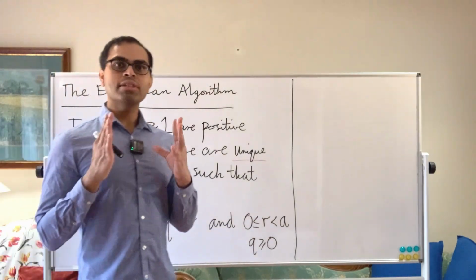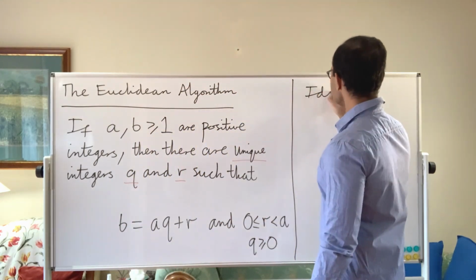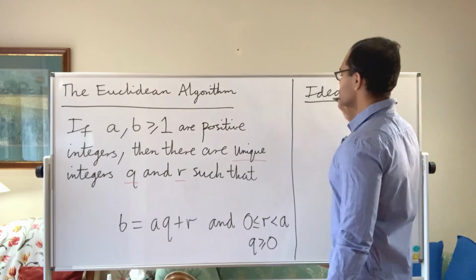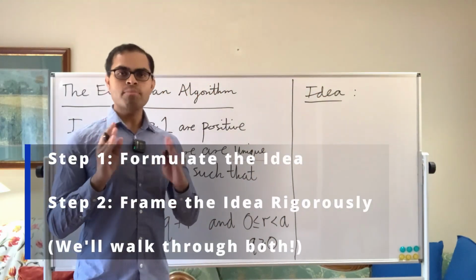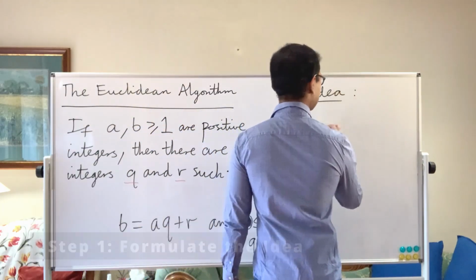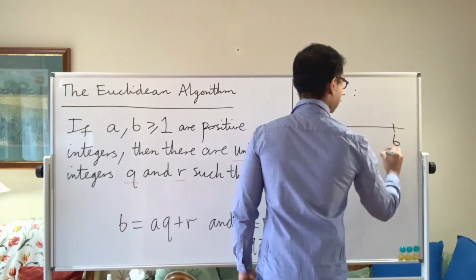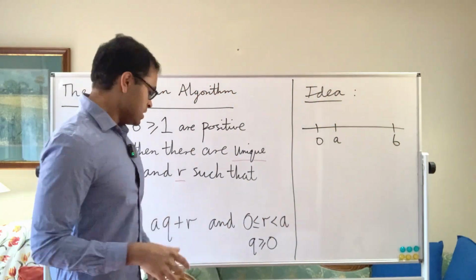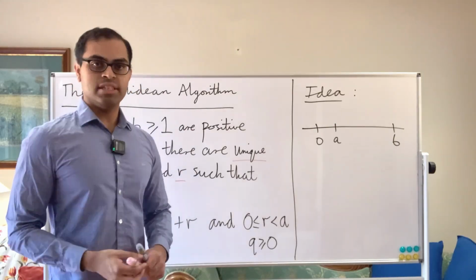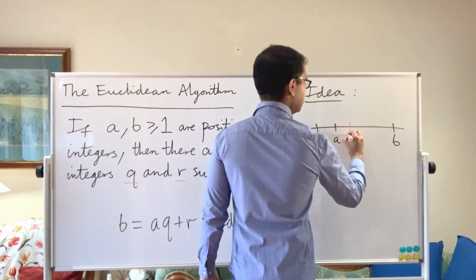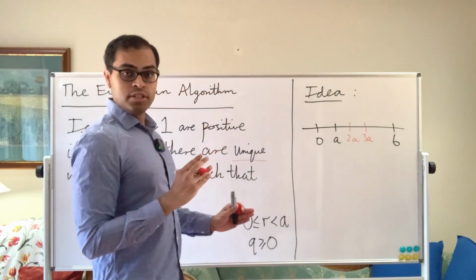I'll first talk about the idea, because that's what governs mathematical proofs. We first have to think about what the idea is, which even if you feel it's obvious, we need to be very precise when we write down the proof. So the idea is that if we imagine a and b on the number line, I'm going to imagine this is 0, this is a, and this is b. Now if I keep multiplying a by 2, by 3, by 4, so I keep adding a to itself, I'm going to get numbers like 2a, 3a, etc.